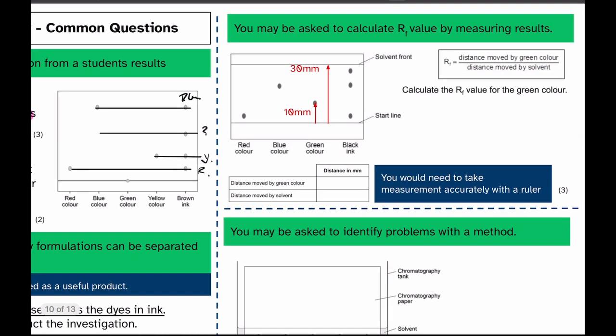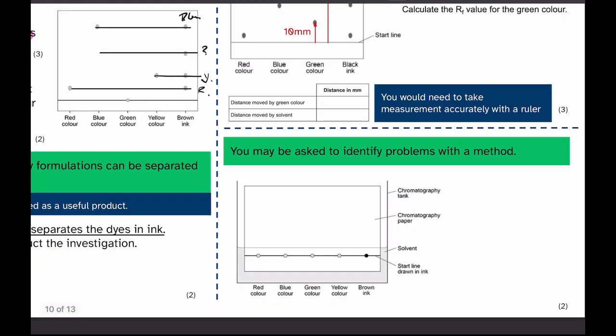Okay, we've already talked about calculating RF value, so I've drawn these on for you, but you could just be given this in an exam and you would have to use a ruler. So it would just say calculate the RF value of the green colour, so therefore you need to measure this distance here, which is the distance that the solvent travelled from the pencil line to the top of the solvent front, and you need to measure the distance that the green covered from the pencil line to the end of the green colour. Okay? Distance in millimetres, and then just use the formula. All right? Distance moved by the green divided by the solvent. It's always the same. That will give you the RF value.